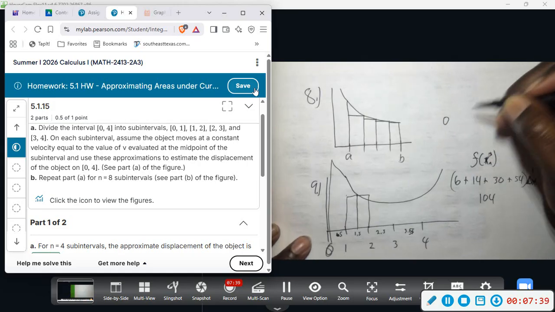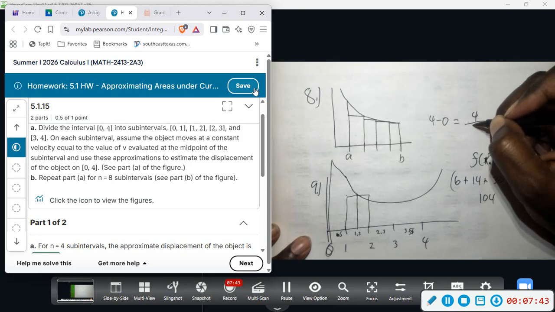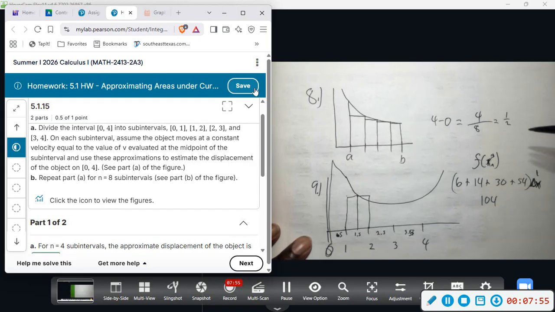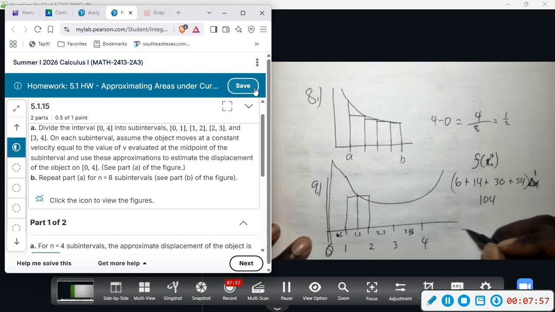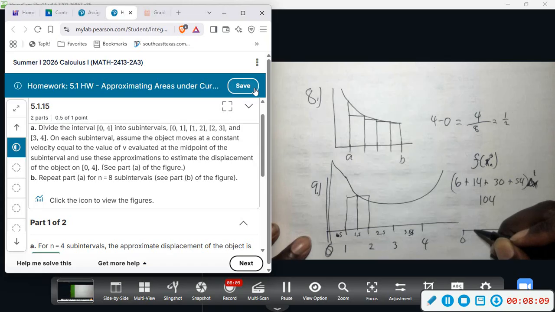I guess I say 4 minus 0. That's going to give me 4 divided by 8. That's going to give me 1/2. And so this time, we would break this number line 0 to 4. We would still have the same tick marks, but the one that we would count would be a little bit different. So this time our width is 1/2.